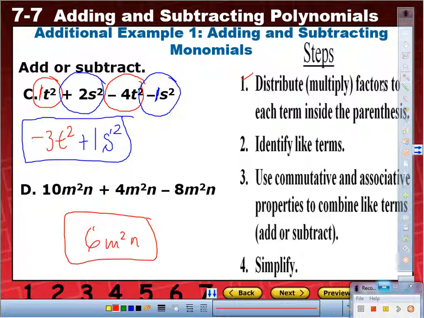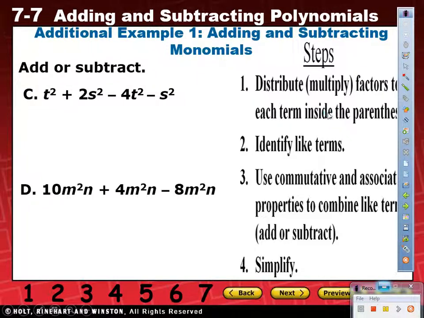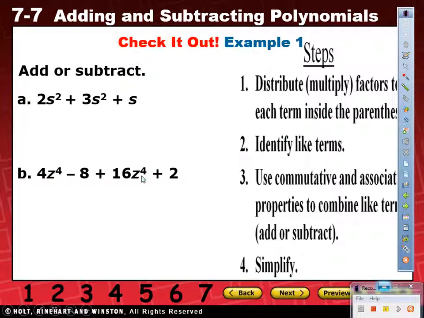All right, check this out. I'm going to flash 2 more. You don't have to copy these. Do them in your noodle, and I'm going to see if you got them right. Here we go. Look at these. Okay? Don't say it out loud. Keep it to yourself. First one, 2s squared plus 3s squared plus s. Okay? You got it?